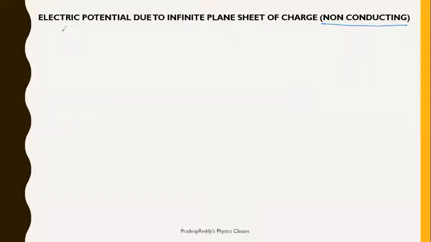So in this particular slide, we are going to find the electric potential due to an infinite plane sheet of charge, which is non-conducting material. In case of a non-conducting sheet, we have already learnt that charge is distributed uniformly throughout, like a two-dimensional sheet extended up to infinity, because we are considering an infinite plane sheet. Since it is non-conducting material, charge will be distributed throughout inside also.